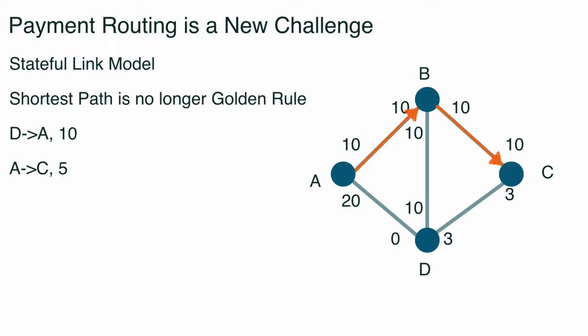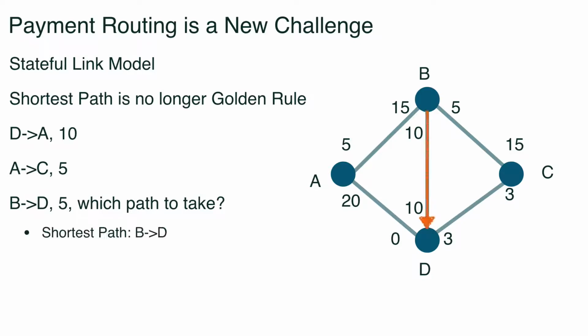A sends C $5 via B, balance changes again, and B sends D $5. Which path to take? Well, for the principle of data networking, shortest path is the golden rule, and this is what people have also been using for payment networks as well, right? So okay, B sends D $5. Okay, shortest path.